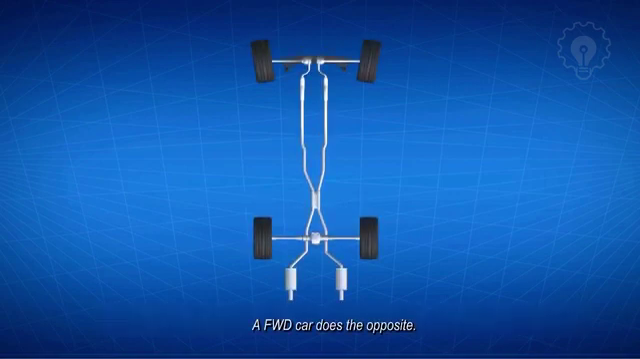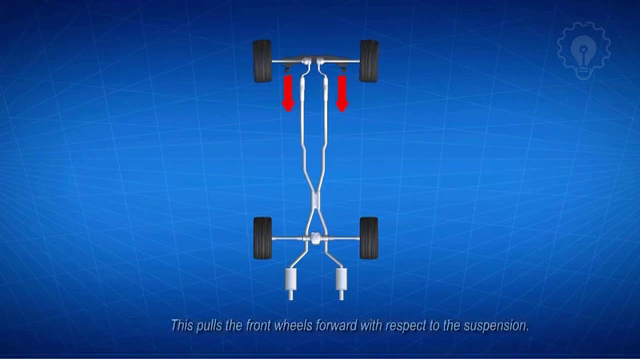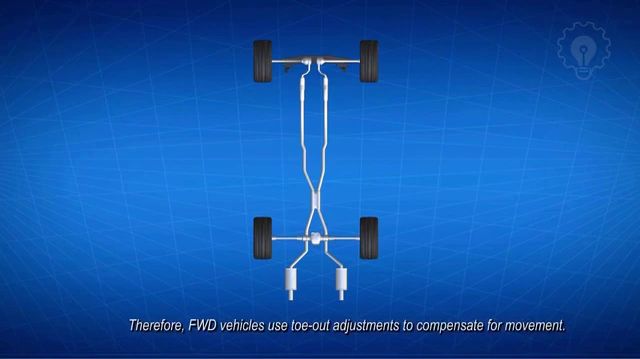A front-wheel drive car does the opposite. The front tire pulls the car. The weight of the car body resists forward movement. This pulls the front wheels forward with respect to the suspension. Therefore, front-wheel drive vehicles use toe-out adjustments to compensate for the movement.